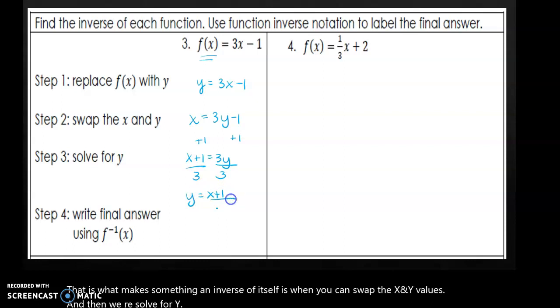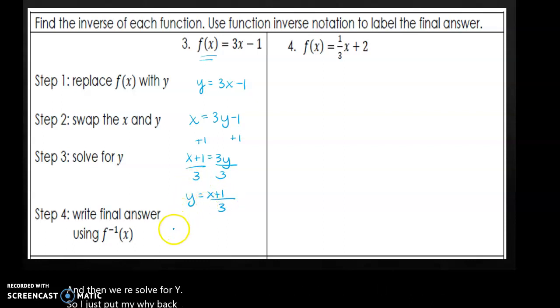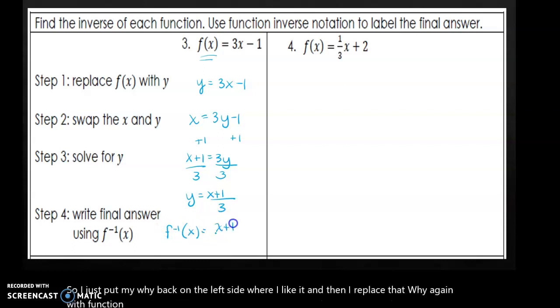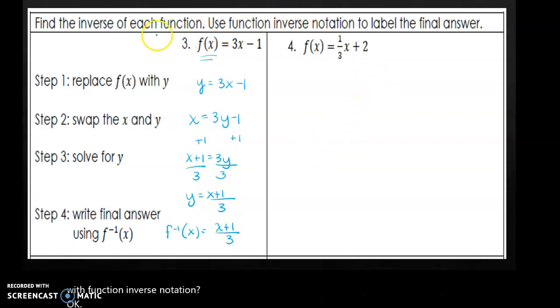So I just put my y back on the left side where I like it. And then I replace that y again with function inverse notation. Okay, so that is how we find algebraically the inverse of a function in 4 easy steps. You're going to do the same thing with number 4.